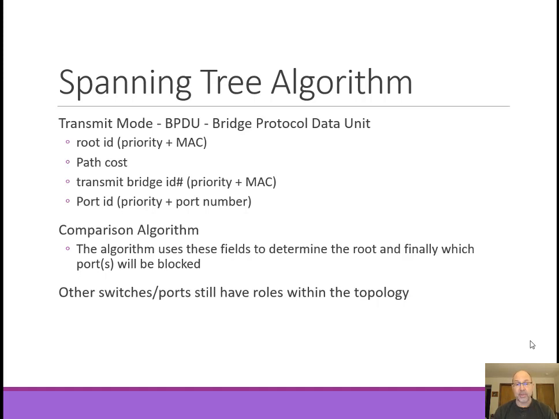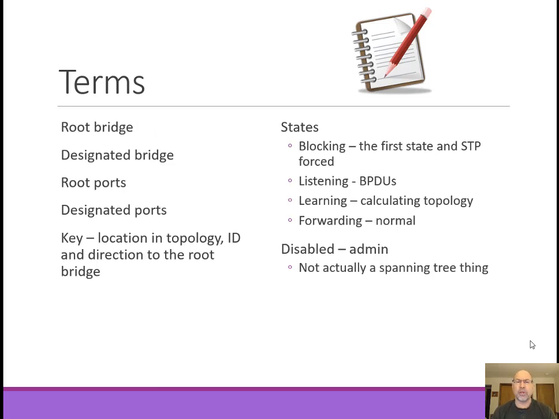So that's the idea. The switches and ports also have roles within the topology. We have root switches, and pretty much everybody else is a designated switch. Root ports receive BPDUs. They also point in the direction of the root. Designated ports generate BPDUs, and they point away from the root bridge. So there are our terms: root bridge and designated bridge. A designated bridge is any bridge other than the root that has traffic flowing through it on the way to the root. We already talked about root and designated ports. All of these are indicators of where you are physically located inside the topology.